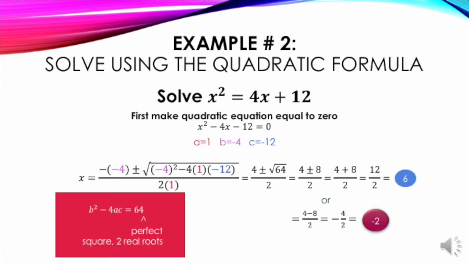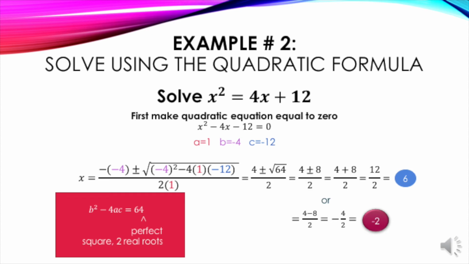Example 2. Solve using the quadratic formula. This time we're solving x squared equals 4x plus 12. First, we have to make the quadratic equation equal to 0. X squared minus 4x minus 12 equals 0. Then we label a, b, and c. A equals 1, b equals negative 4, and c equals negative 12. Notice the colors. We plug them into the original quadratic formula, and we get two answers.